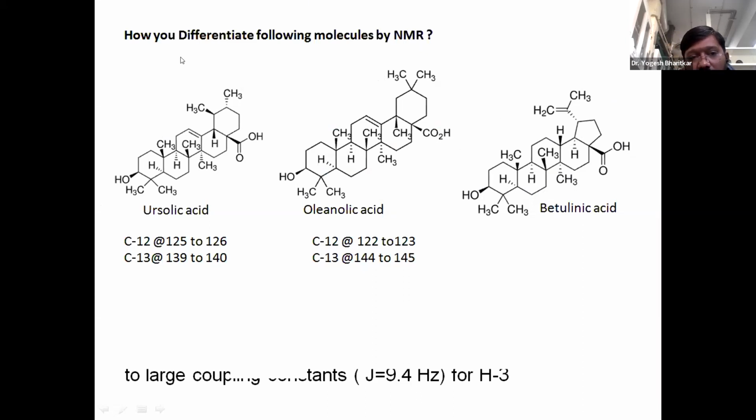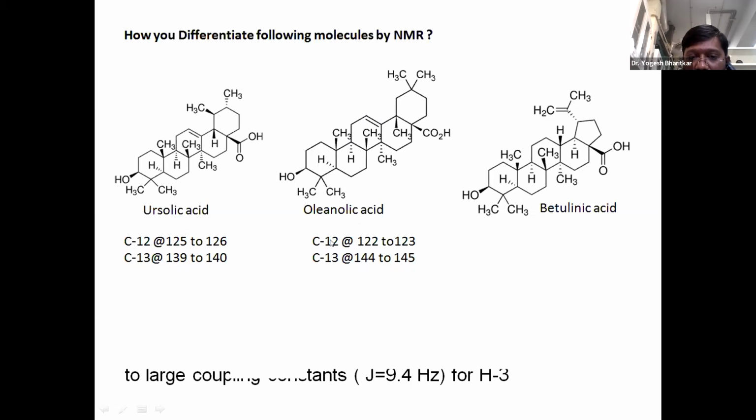Then all have 30 carbons. We get 30 signals in the NMR. So how do we differentiate? First, we take the example of ursolic acid and oleanolic acid. Here is a double bond. See, this double bond resonates with C12 carbon at 125 to 126 and C13 carbon at 139 to 140 in the case of the ursane skeleton. If the skeleton is oleanane, this double bond resonates differently.